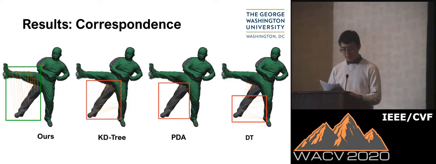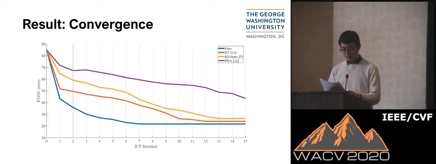The spatial-based methods, KD and DT, may find incorrect correspondences. Our method can find more reliable correspondences. Our method converges to a better alignment with fewer iterations.